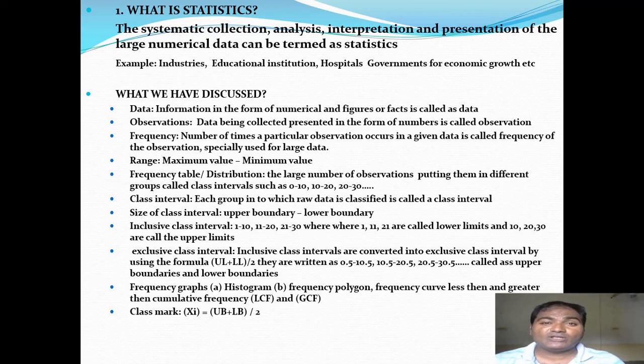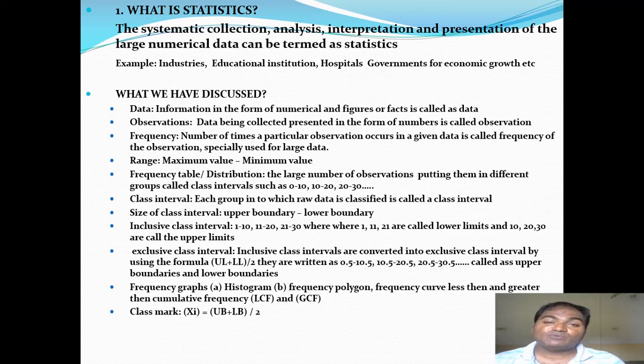Now, the next terminology is range. What is range? The maximum value minus the minimum value of any given observations is known as range. The maximum value minus the minimum value, which we can learn further when we get into the actual class. Next, frequency distribution or frequency table. As I discussed previously, frequencies are used in a frequency distribution table. What is a frequency distribution table?